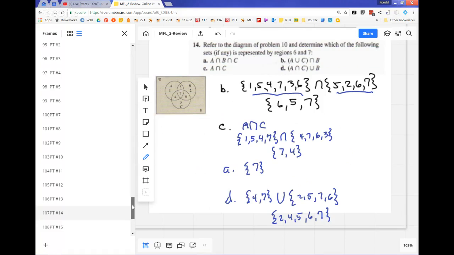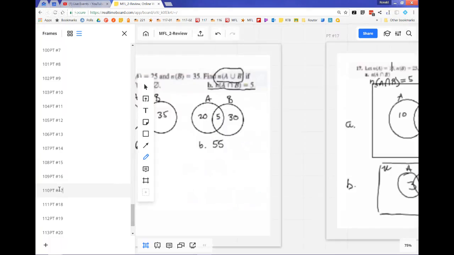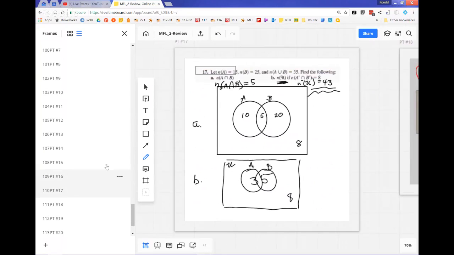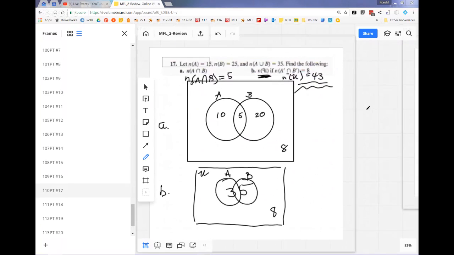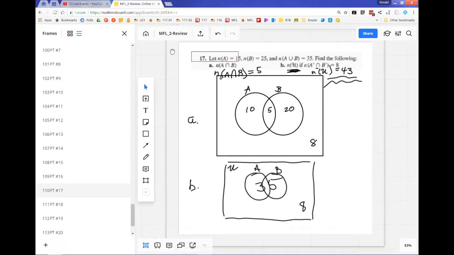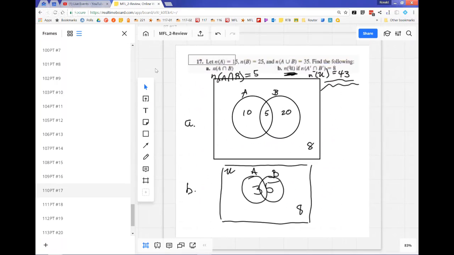Okay, number 17. I think it's part C wrong. No, there's no C, just an A and a B. So on part A, it says the number of elements in set A is 15, the number in set B is 25, and the number in both is 35.